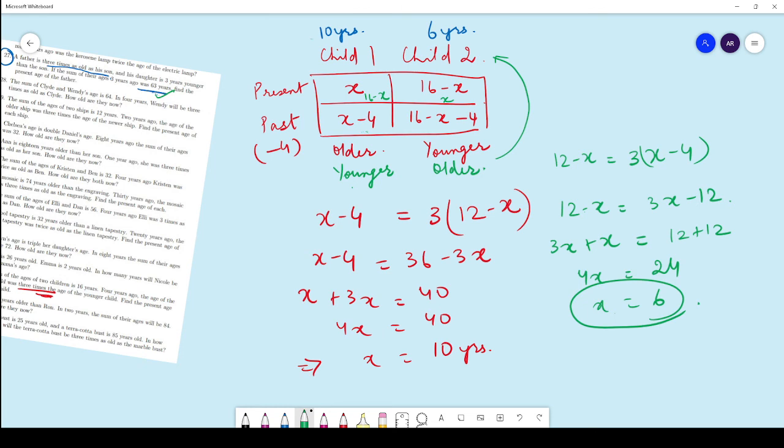Okay, so we have this equation. So it can be solved in both ways, and I hope that you have understood it in the way that I have explained over here. And now the age problems are easy for you.